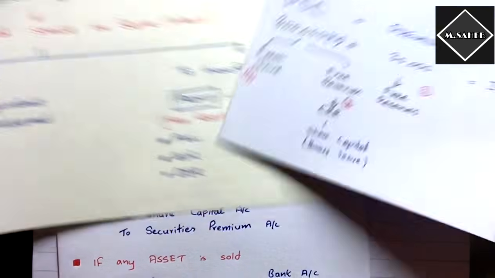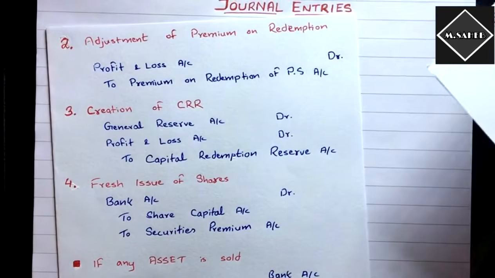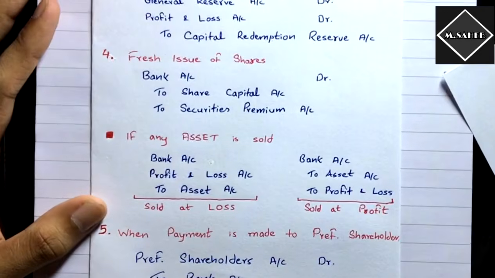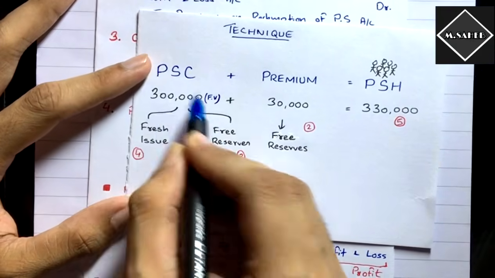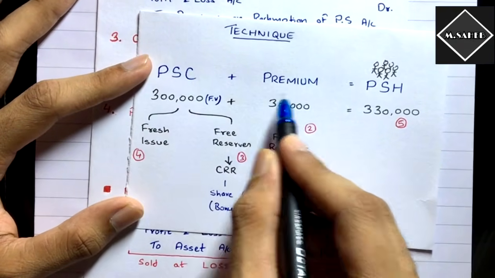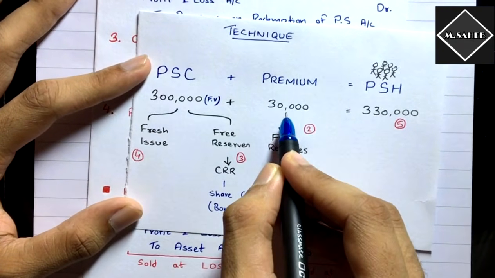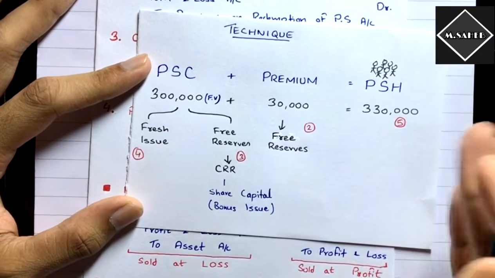So what is the entry? Tell us the entry, sir. Please tell us the entry. See, this entry is very simple. If you are redeeming this face value, only face value, we are concerned with that, not premium. We don't have to replace premium. If you are paying premium, that's fine. Bring that money from free reserves and that's done.